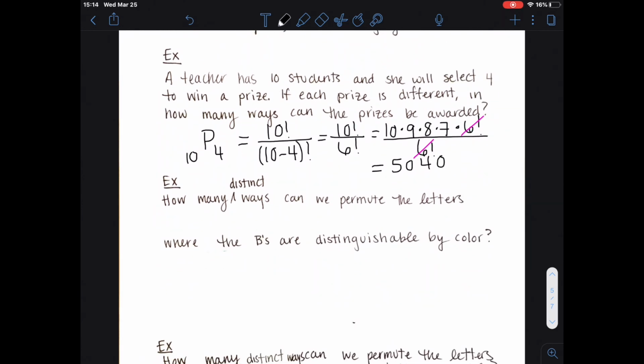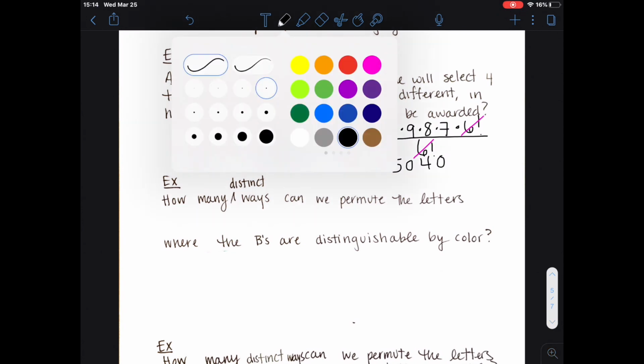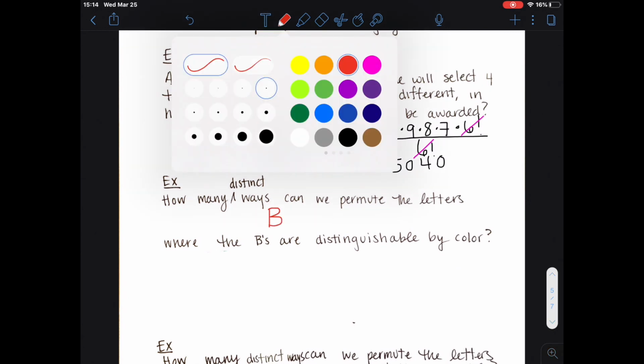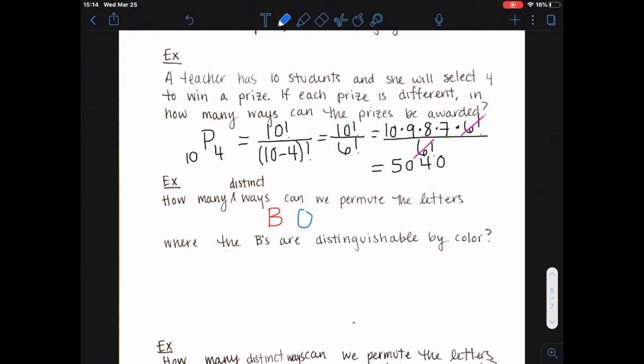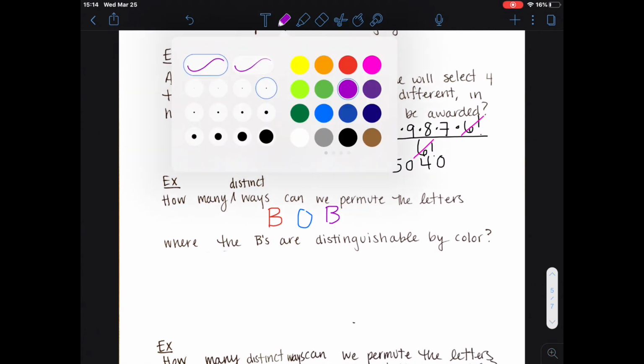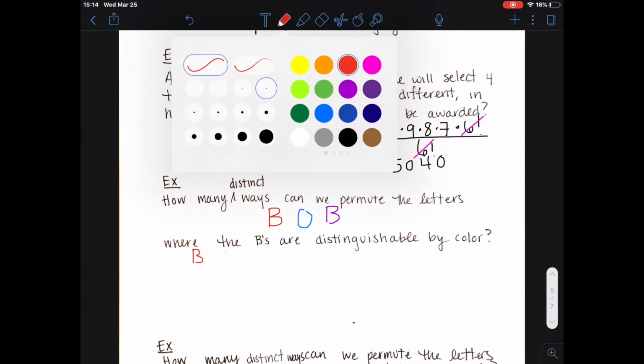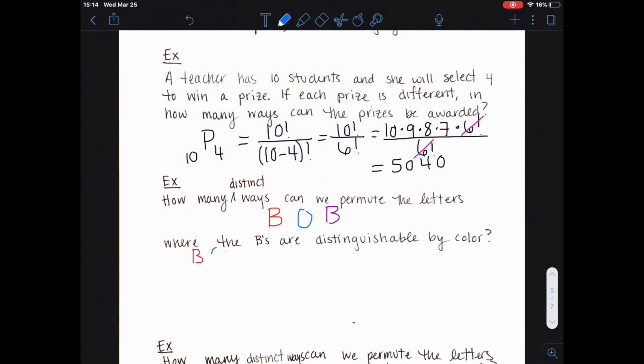So let's try to think of another example. We want to see how many distinct ways can we permute the letters, which is going to be B, O, B. So we've got the word Bob, and we want to permute these letters where they are distinguishable by color. Okay. So the first thing we could do is we could leave it in exactly this order. So B-O-B.